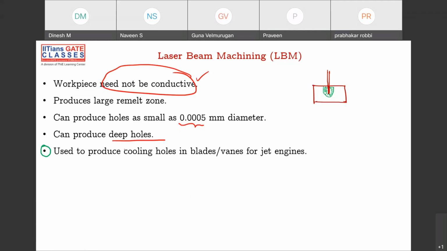So what is the application? Let's say you want to make small holes in the blades of your jet engines. You can make this kind of holes in the blade for cooling purposes. For cooling, you want to produce some micro holes, and those micro holes will be made using this laser beam machine.